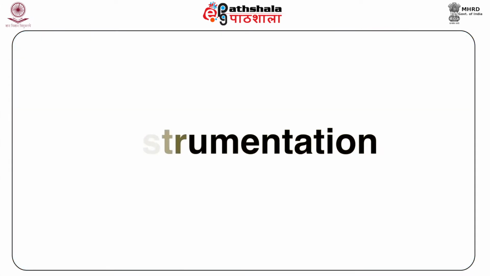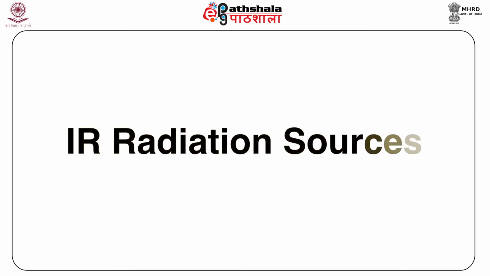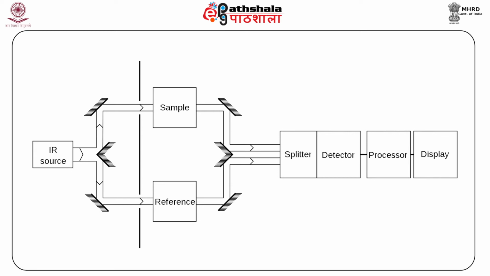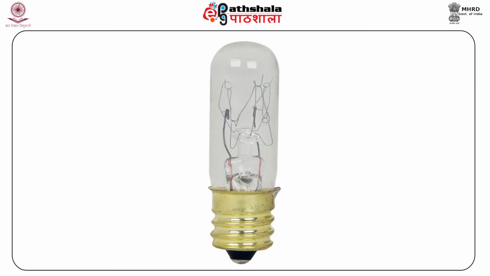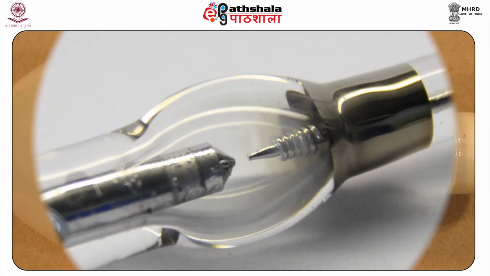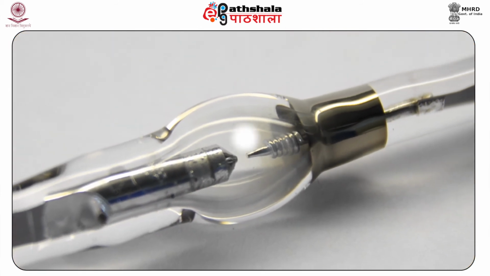Now we move on to instrumentation. First is IR radiation sources. Infrared apparatuses involve a source of radiant energy that emits infrared radiation that should be steady, strong enough to be detected, and can spread over the preferred wavelength. A number of sources of infrared radiation are incandescent lamp, tungsten lamp, Nernst glower, and lastly, mercury arc.